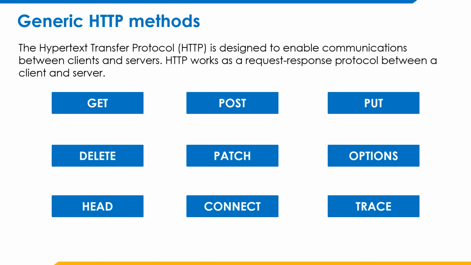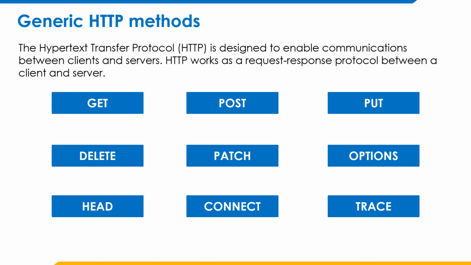HTTP, which means Hypertext Transfer Protocol, is designed to enable communication between clients and servers. HTTP works as a request-response protocol between the client and the server. For example, a client sends an HTTP request to the server and then the server returns a response to the client. The response contains status information about the request and may also contain the requested content in the specific API format.